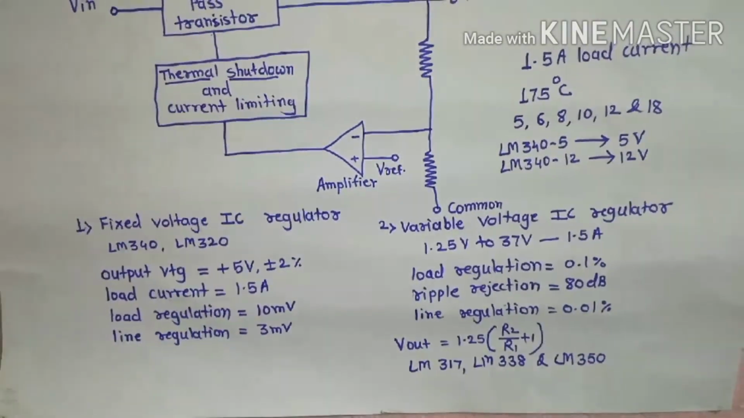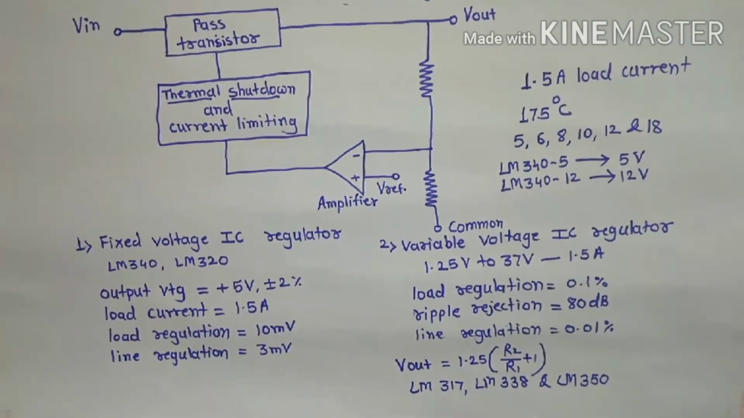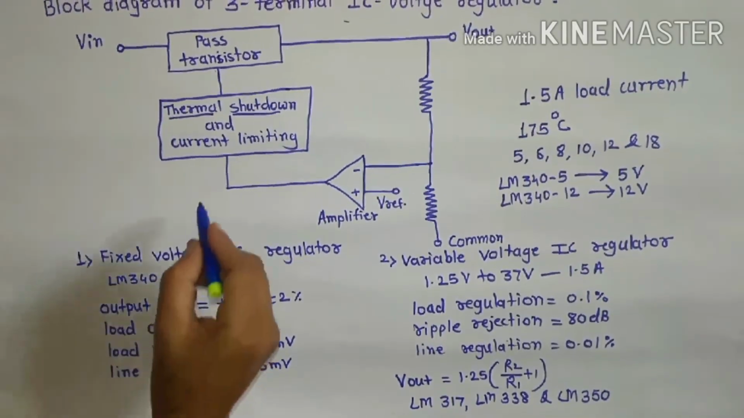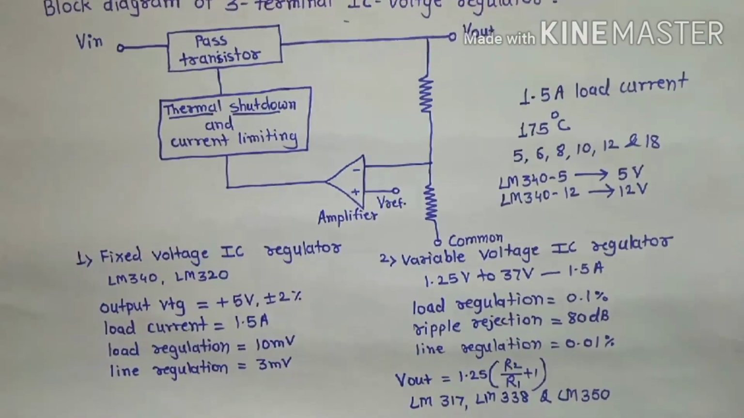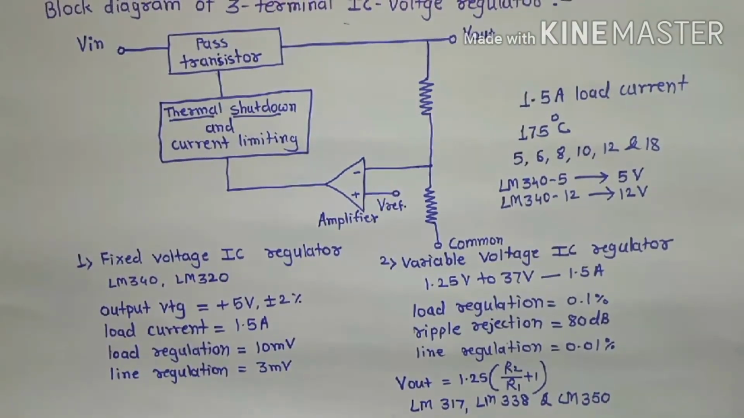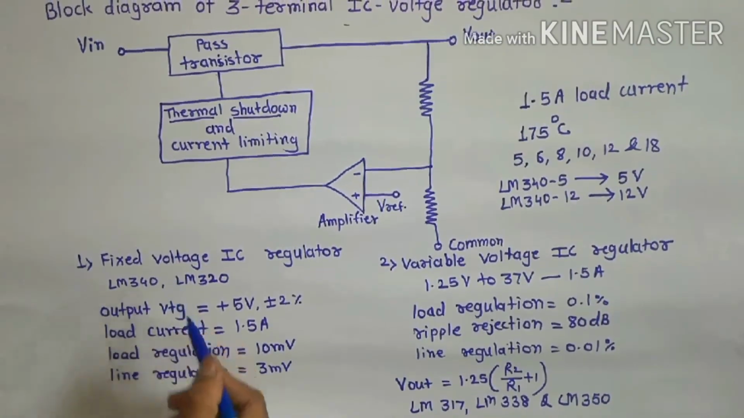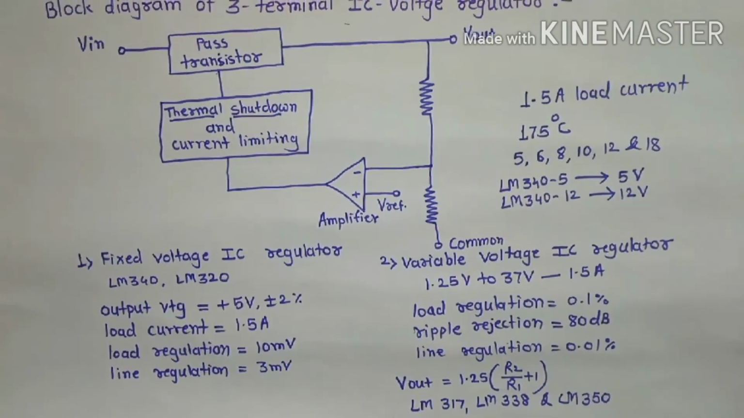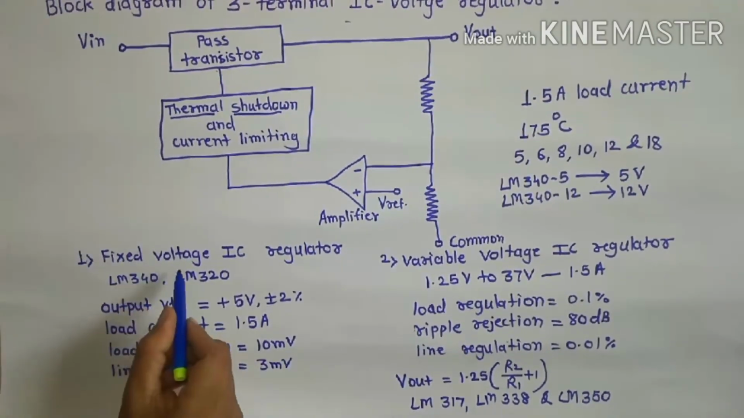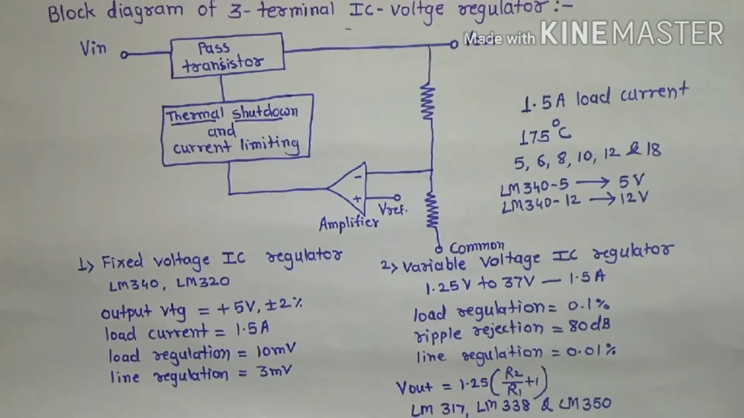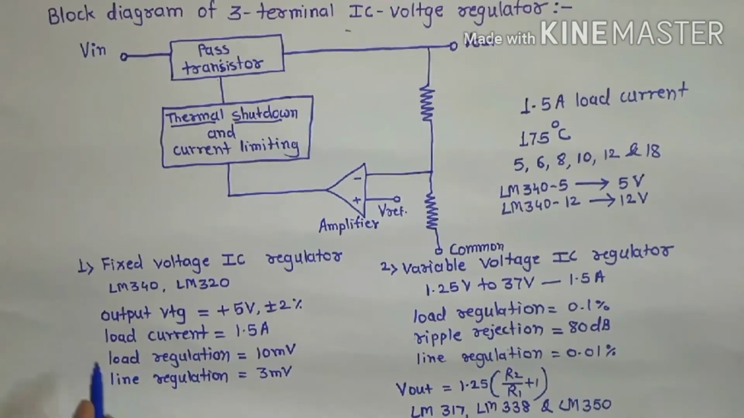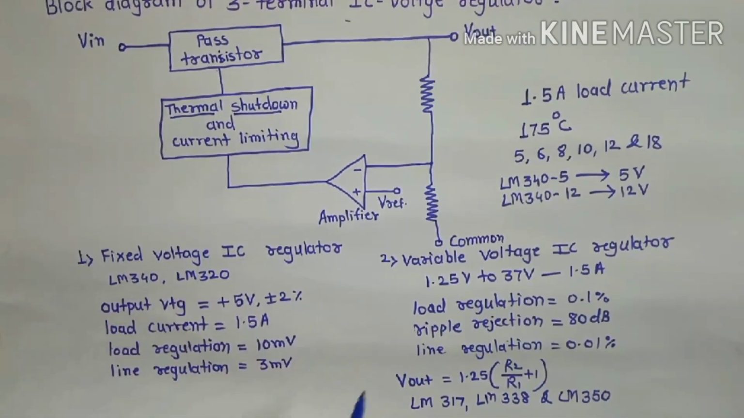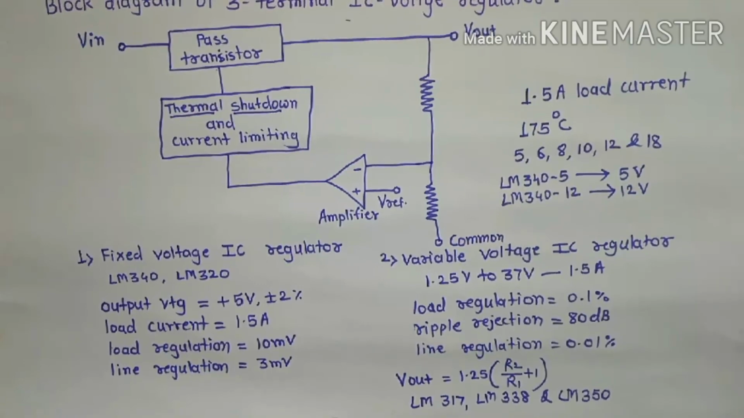The block diagram of the 3-terminal IC voltage regulator is asked for 4 marks in the board question paper. The diagram is for 2 marks and the explanation of each block is for 2 marks. Then the question may be notes on the fixed voltage regulator and variable voltage regulator, or write the difference between the fixed voltage regulator and variable voltage regulator. In the difference, the points are output voltage, load current, load regulation and line regulation. These are the points in the notes as well as in the difference.